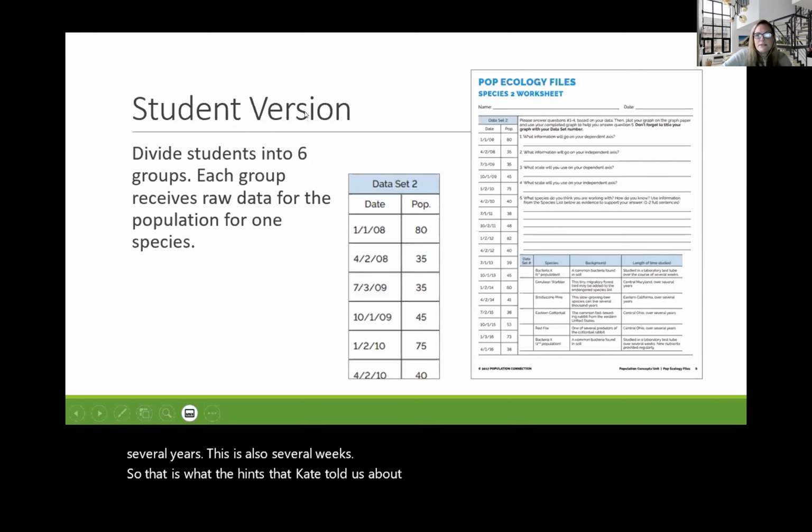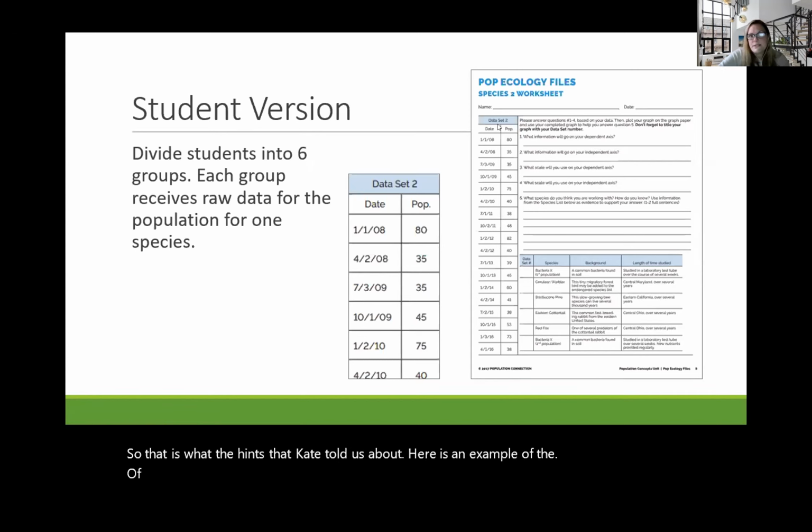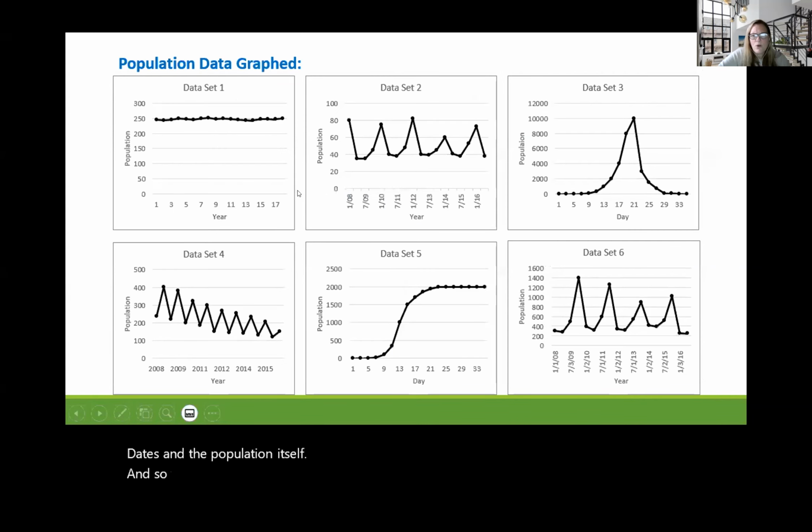Here is an example of one of the worksheets. So here's the data set over here, dates and the population itself. And so each species has its own worksheet. And here is what the graphs would look like for each of these unknown, mystery species.